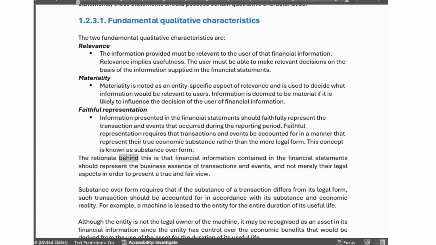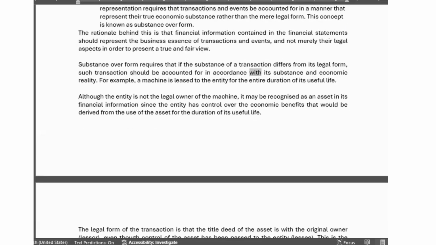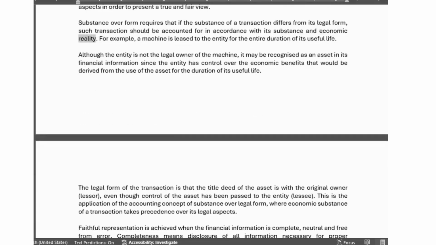The rationale behind this is that financial information contained in the financial statements should represent the business essence of transactions and events, and not merely their legal aspects, in order to present a true and fair view. Substance over form requires that if the substance of a transaction differs from its legal form, such transaction should be accounted for in accordance with its substance and economic reality.